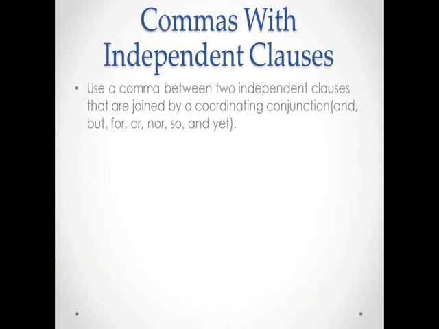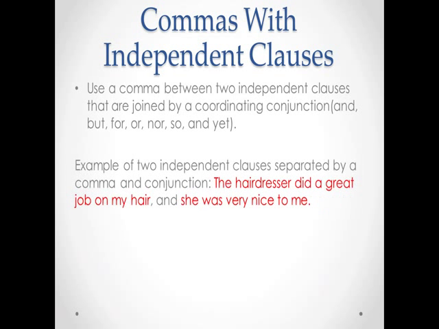So here we have commas with independent clauses. You use a comma between two independent clauses that are joined by a coordinating conjunction. So: and, but, for, or, nor, so, and yet. An example of two independent clauses separated by a comma and a conjunction is, "The hairdresser did a great job on my hair, and she was very nice to me."